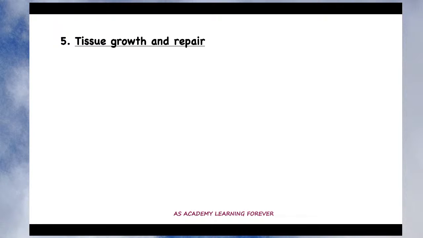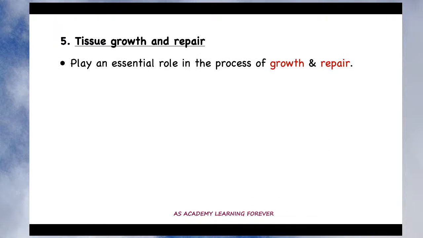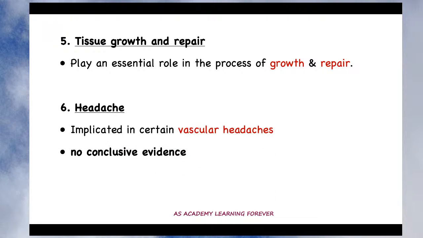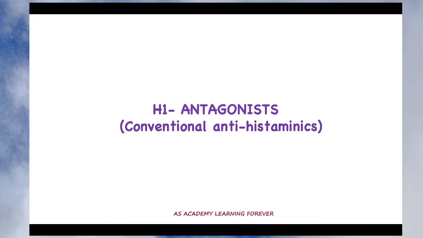Okay. Next, the effect on tissue growth and repair. Histamine plays an essential role in the process of growth as well as repair, and it also produces an effect on headache. In the case of headache, the effect is due to its effect on the blood vessel, right? It produces dilatation of the blood vessel, but it is implicated in only certain vascular headaches. There is no conclusive evidence. Since there is no conclusive evidence, you are not using histaminergic antagonists for the treatment of any type of headache. So this is all about the pathological role of histamine, what role it plays in different types of disease and how we can control it, isn't it?